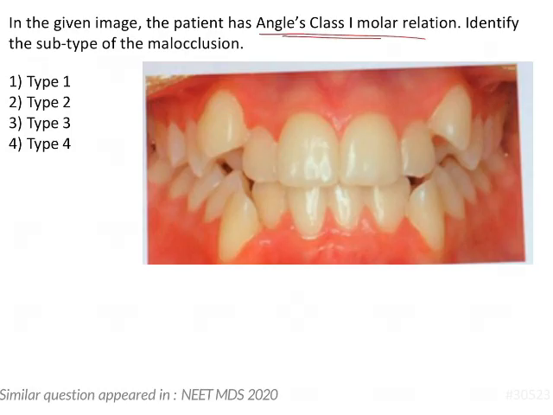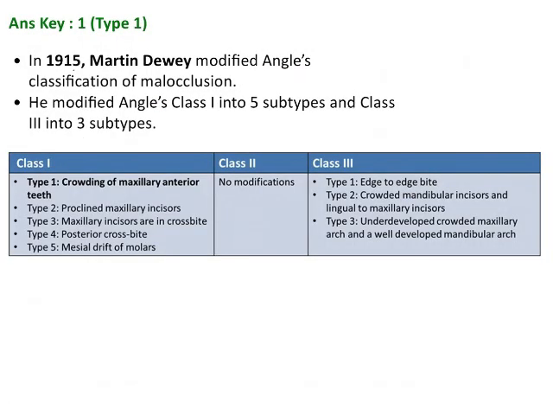He did not take into account other plane relationships, such as in the vertical plane there may be a deep bite or an open bite. In the transverse plane there could be a posterior crossbite, or in the intra-arch relationships there could be crowding, spacing or rotations. So in order to overcome the limitations of this method of classification, certain modifications were suggested. One such modification was given by Martin Dewey, who used to be Angle's student. He modified Angle's class 1 into 5 subtypes and class 3 into 3 subtypes. There are no modifications for class 2.